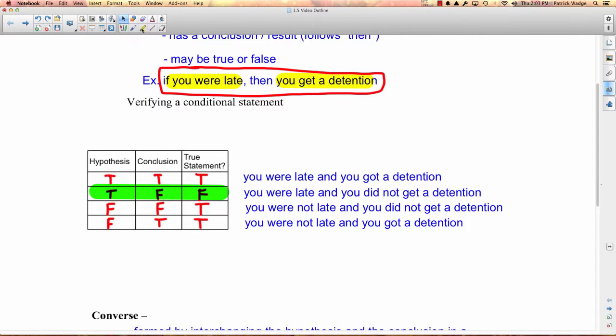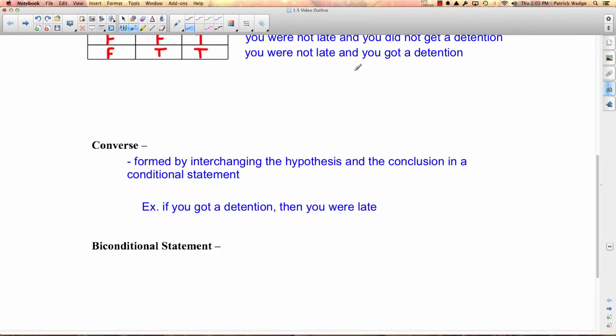Okay, so let's go back and let's say that this was true, let's say it's not Mr. Wadge's class, this is some old school teacher, and let's say this is true, that if you were late, then you get a detention. Happens every time. You're late, you get a detention. Late, get a detention. So now I want you to look at this statement. This is the converse. Is this true? If you got a detention, then you were late. Is that true? Is it necessarily true? Not necessarily. This is a false statement.